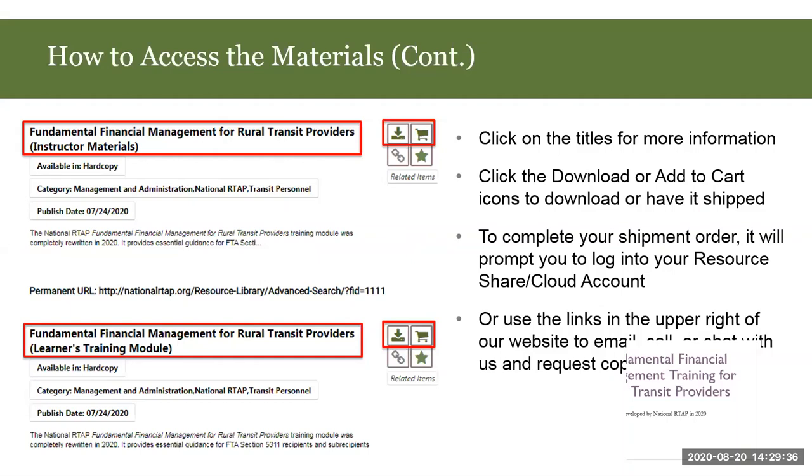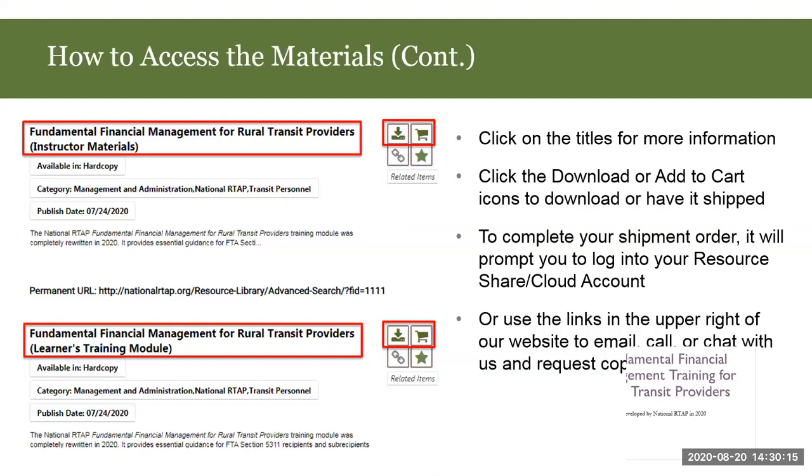When we have the additional advanced topics chapters, those will be searchable as well through the financial management keyword in the title. So once those are available, you'll be able to search for them easily in the same way. And then you can see next to each of the material packages, you can either click that download icon with the down arrow on it to download either the PDF for the learner's module or the zip file for the instructor materials, or if you want to order a hard copy or the disc, you can click on that shopping cart icon.